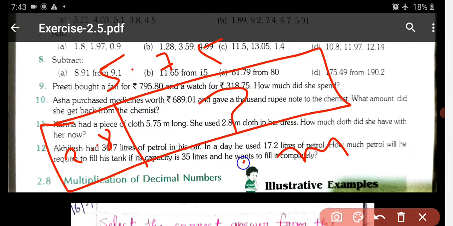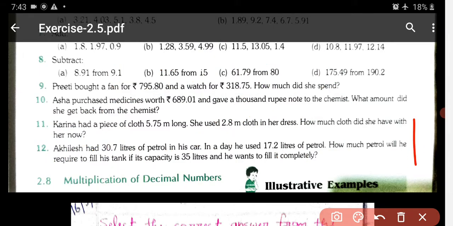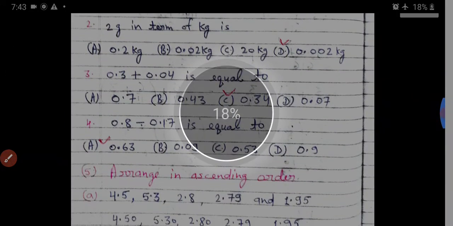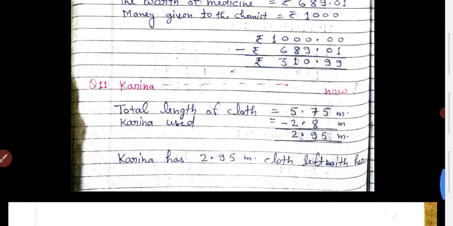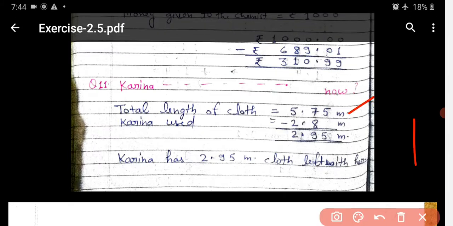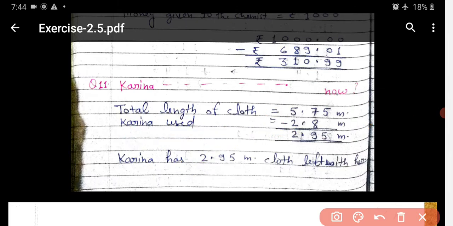Left is this one, na. So from the total one you have to minus this one, then you will get this part. So from the total you have to subtract, you will get your answer. Now come to the question. The question is that the total length of the cloth is 5.75 meter and Karina used 2.8 meter. Now how much cloth is left with Karina? So you have to subtract.